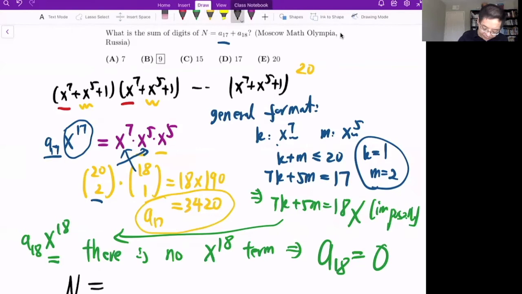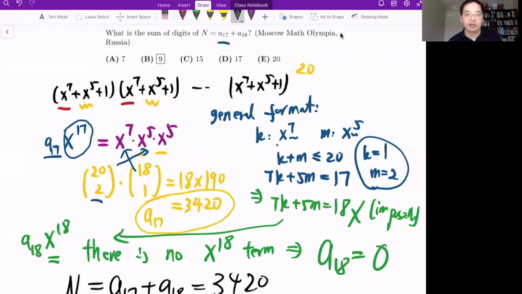Accordingly, our n is a17 plus a18, which is 3420. If we just care about the sum of digits, the sum of digits is 9.